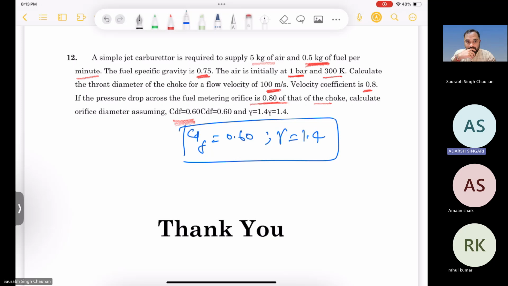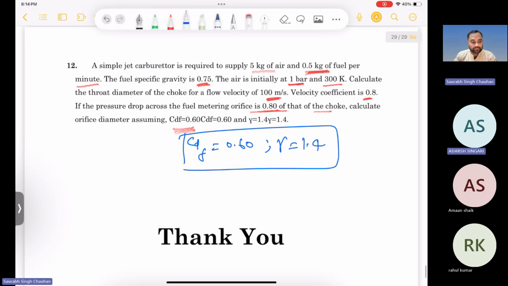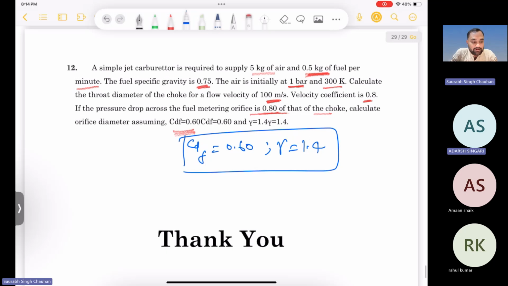For solving numericals, you can find some good numericals in the V. Ganesan book. These numericals are also from that book. It is for IC engines and gas turbines. The same writer for gas turbines? I'm not sure, I need to check.